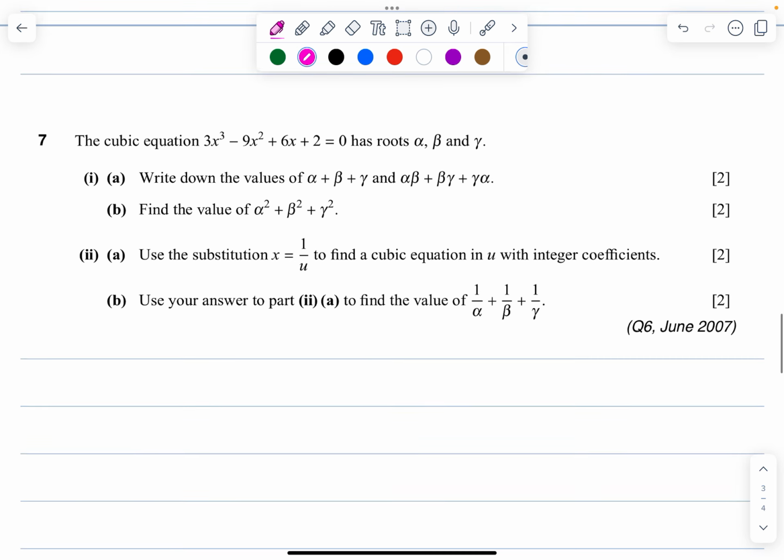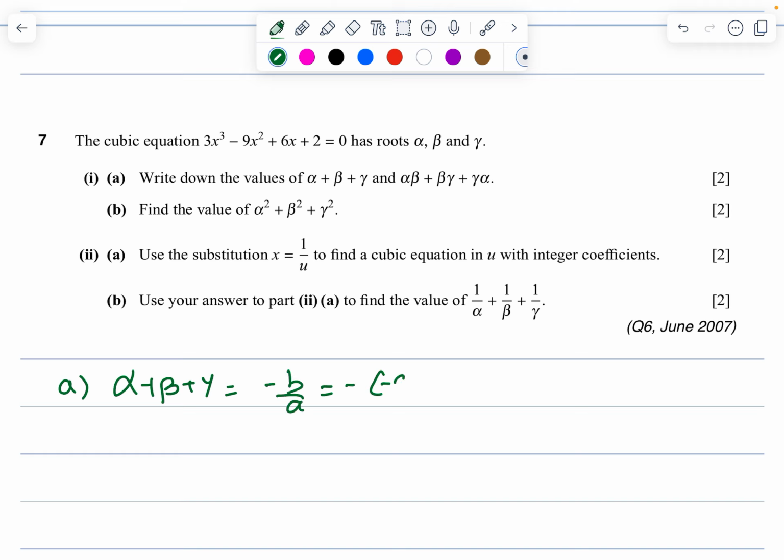Coming to question number 7. The cubic equation has given alpha, beta, gamma. Find sum of the roots. Alpha plus beta plus gamma. So which is going to be nothing but what? Minus b upon a, which is minus of minus 9 upon 3, which is going to be 3. Then alpha beta plus beta gamma plus alpha gamma equals to c upon a, which is 6 upon 3, which is going to be 2.